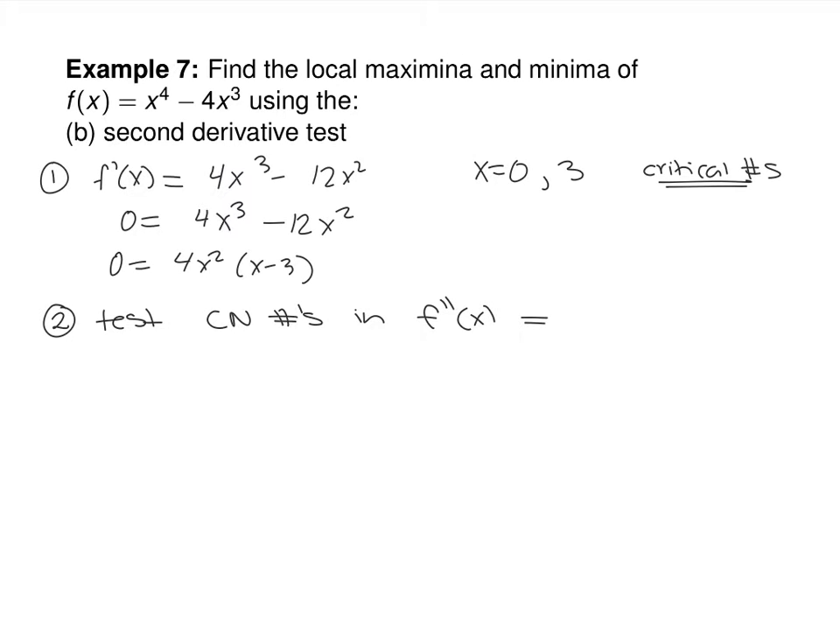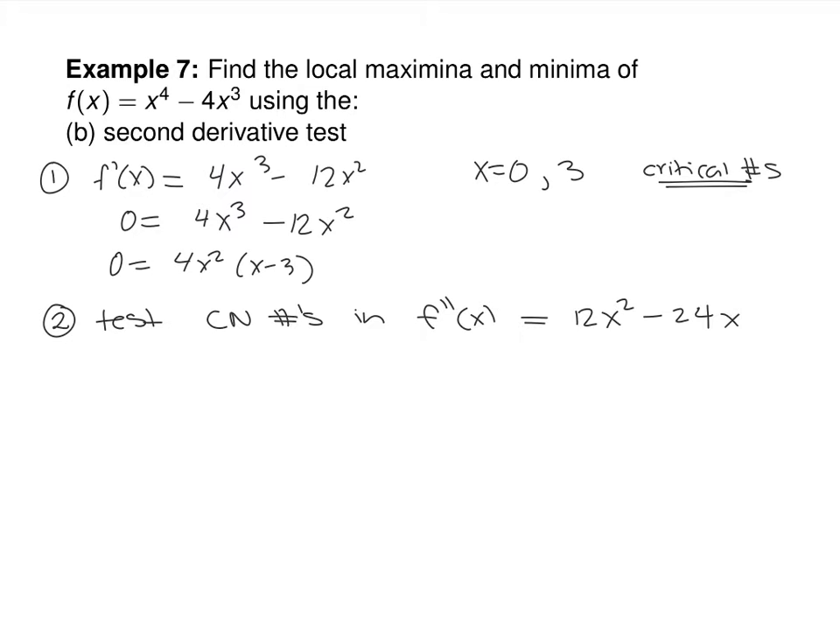And what's the second derivative? 12x squared minus 24x. Yep. Say that again. 12x multiplied by x minus 2. Yes, you could factor it into 12x multiplied by x minus 2. But we're just going to plug these numbers in.